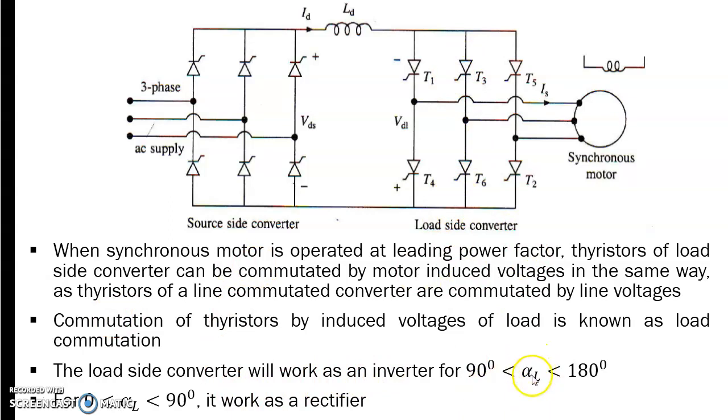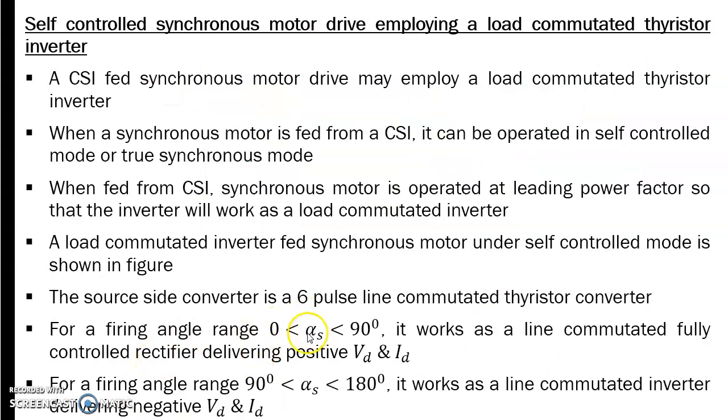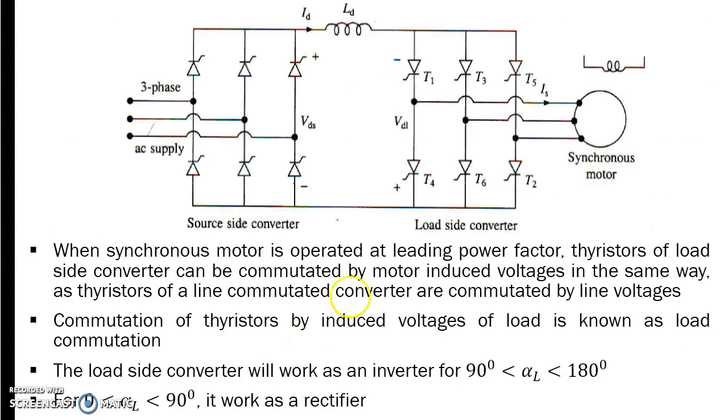Alpha L represents the load side converter firing angle. Alpha S is the source side converter firing angle. For 0 to 90 degrees, the source side converter is working as a rectifier. If the source side converter is a rectifier, the load side converter is an inverter, and power flows from the source to the motor. If the source side is an inverter, power flows from the other side. So both motoring operation and generating or braking operation can be achieved depending upon the firing angle.